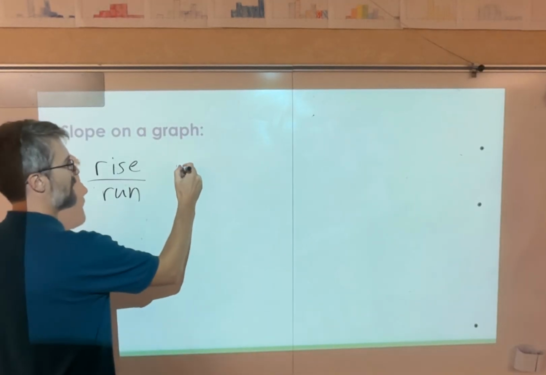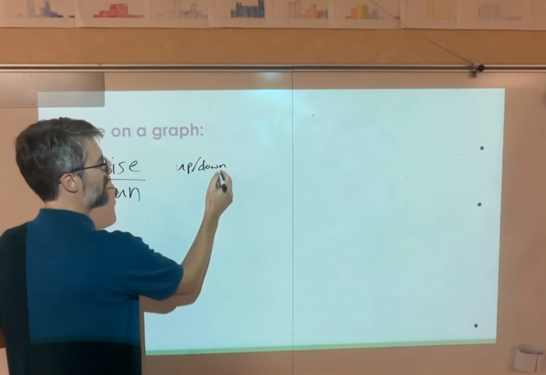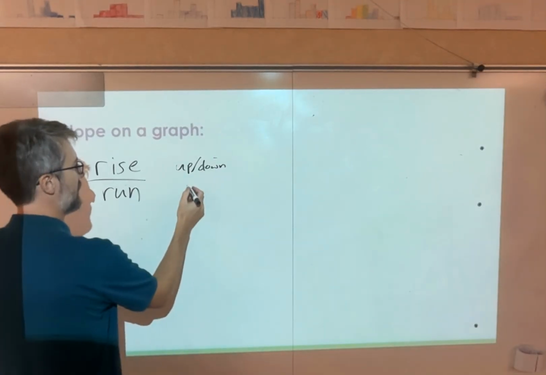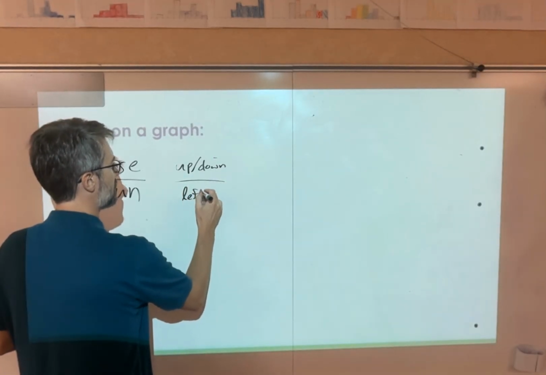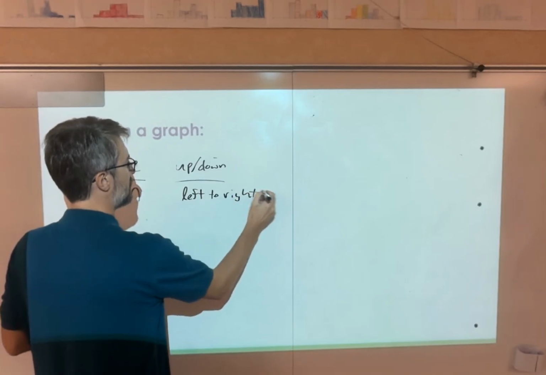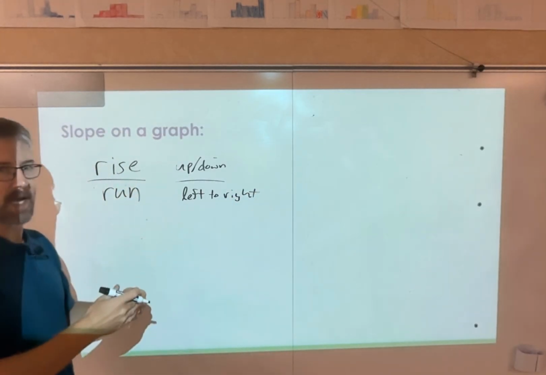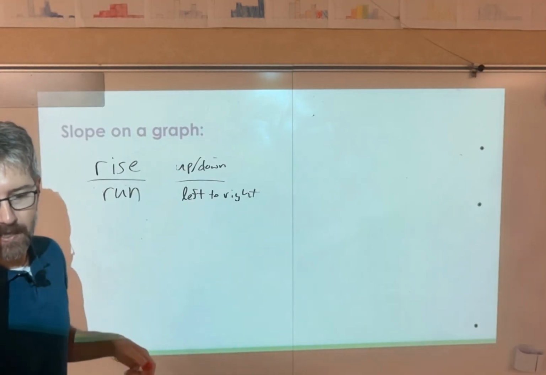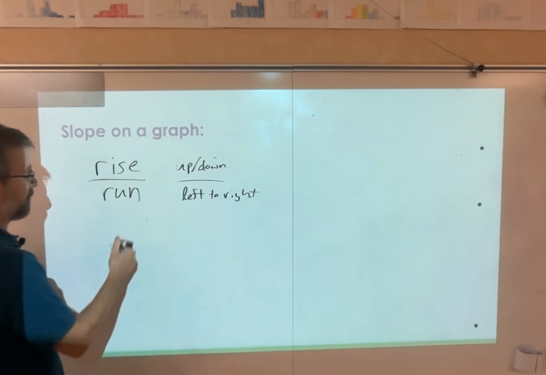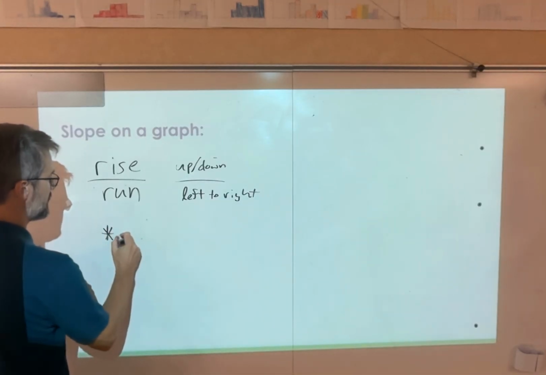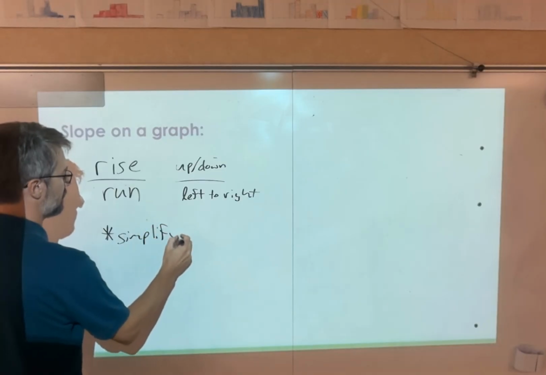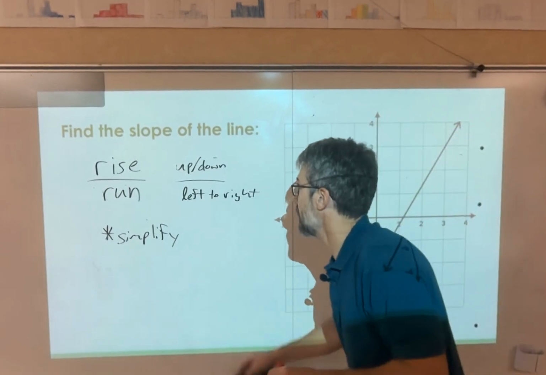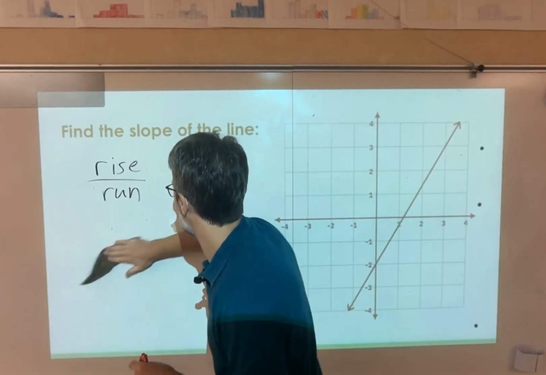So the rise, remember, that's up and down, where down would be negative, and the run we're always going to count from left to right, right? So this is left to right. Really important, we want x to be increasing, and on a graph, x is increasing if you go from left to right. One additional thing with this, it's going to be a lot of fractions. We want to simplify them. Simplify your fractions.